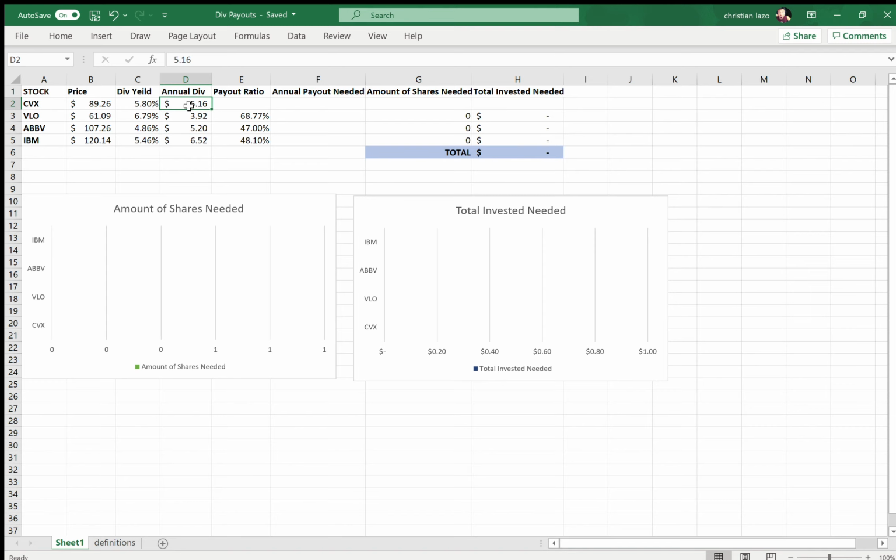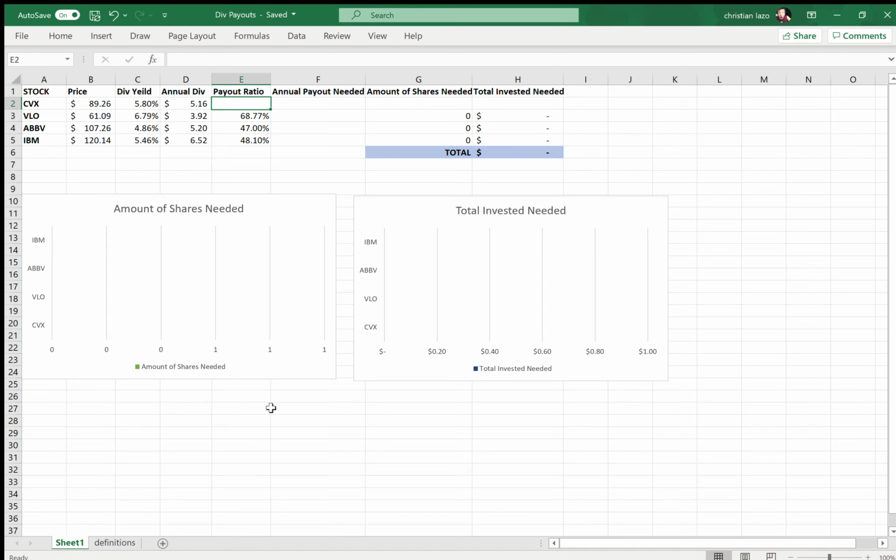Let me just make sure I cover this. One share of Chevron at $89.26. If you were to buy one of those shares, you would be receiving $5.16 annually, paid quarterly, 4 times a year. If you were to buy 10 of them, you would be receiving $516 for that stock, paid quarterly, which is 4 times a year again. Stocks like to pay throughout the quarters, so that's 4 times a year.